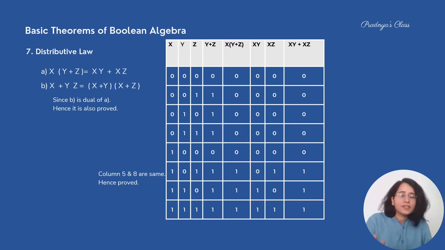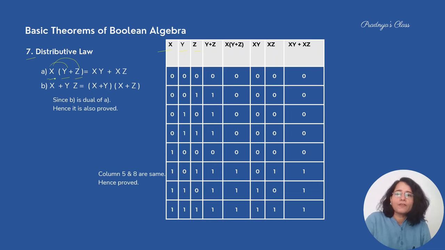Let's try to understand the next law, that is distributive law. If anything is common outside the bracket, it means it is applicable to the terms inside the bracket. In this expression, we have three variables. So, let's take the three variables x, y, z and the combinations for it. 4 times 0, 4 times 1, then half of it, 2 times 0, 2 times 1, and again half of it in the next column, 1 times 0 and 1 times 1.